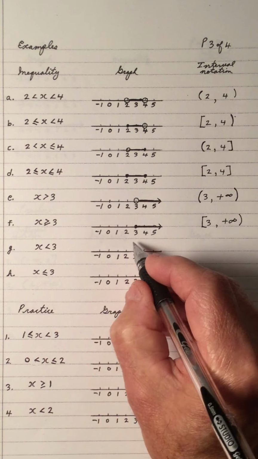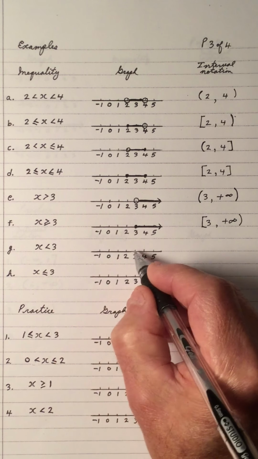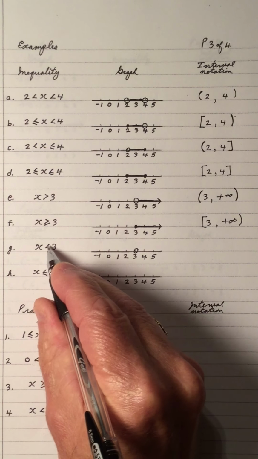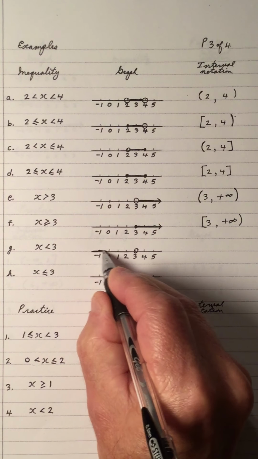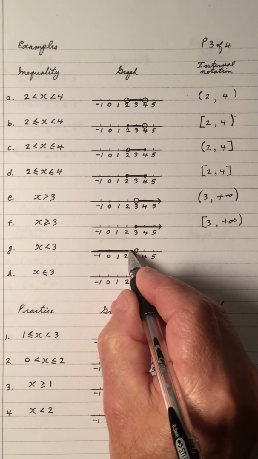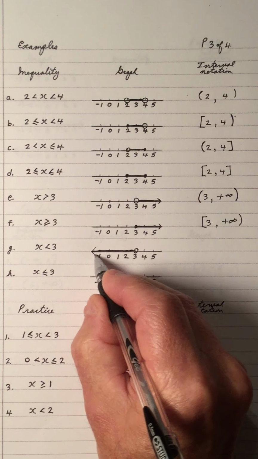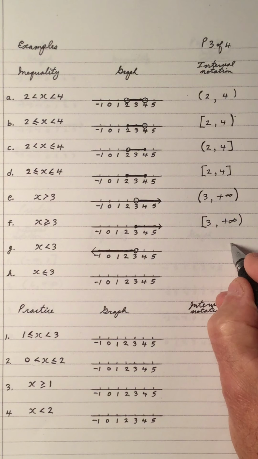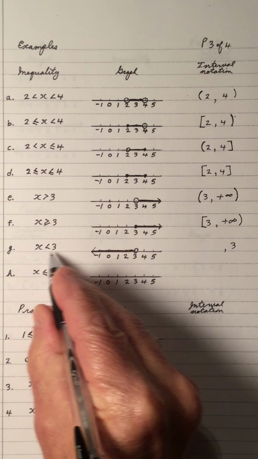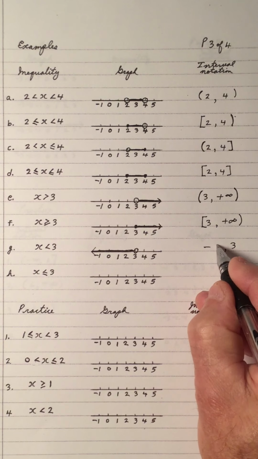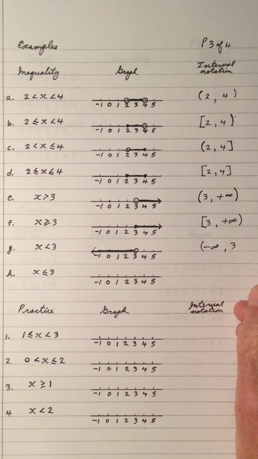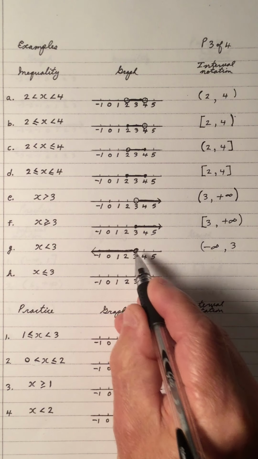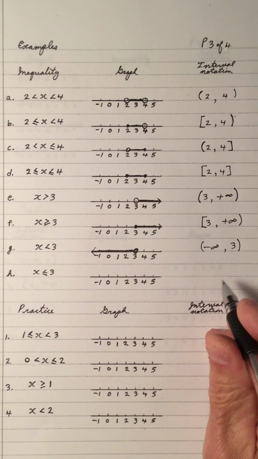X is less than 3, so less than is not equal to, so it's an open circle at 3, and less than is pointing to the left, so it's all these numbers here. There it is. So this is going left, so we've got a 3 going left to negative infinity, and that's always open, and 3 is not equal to, so a hollow dot, so it's open.